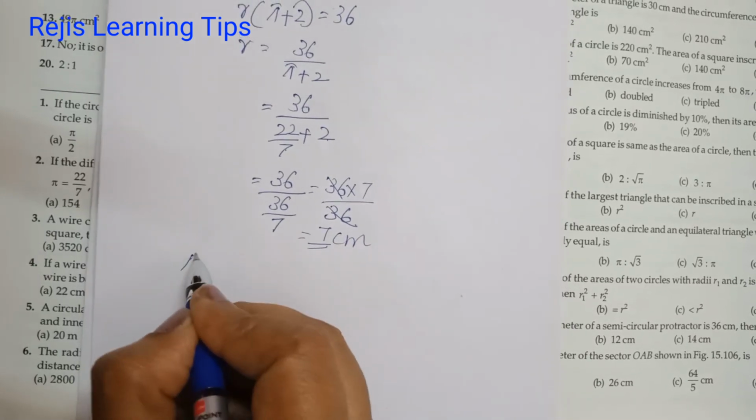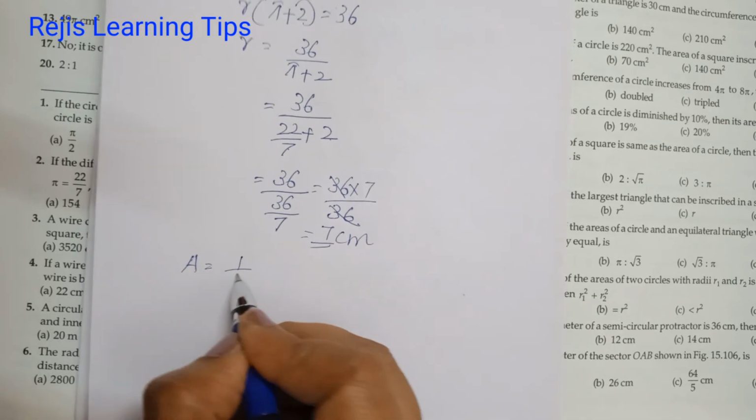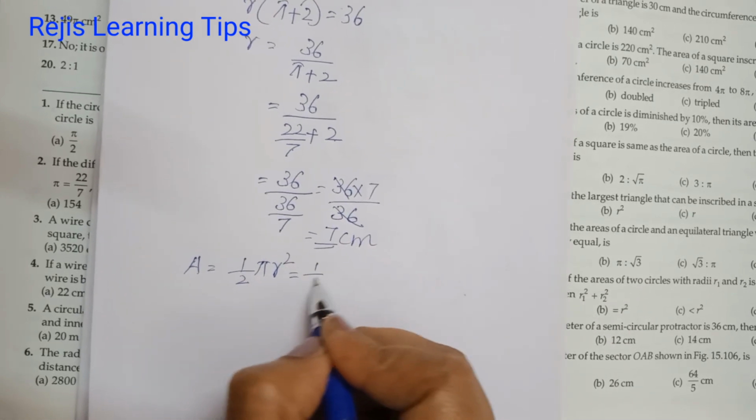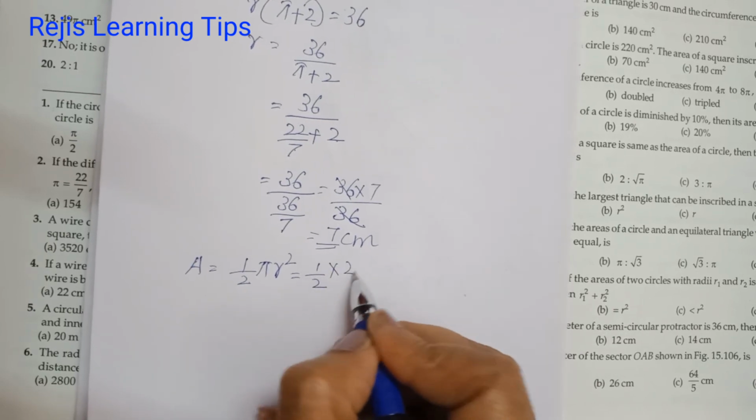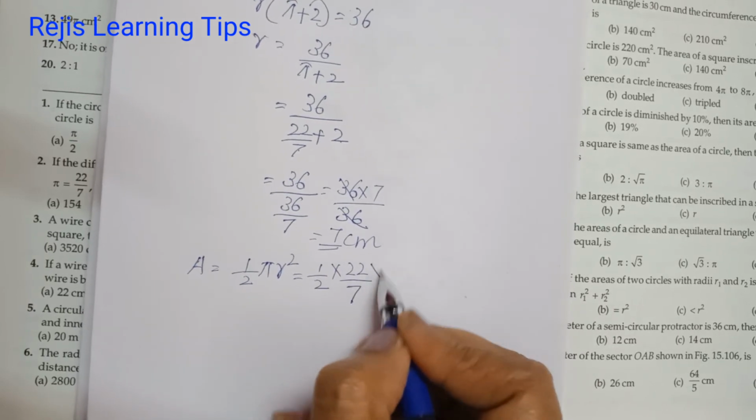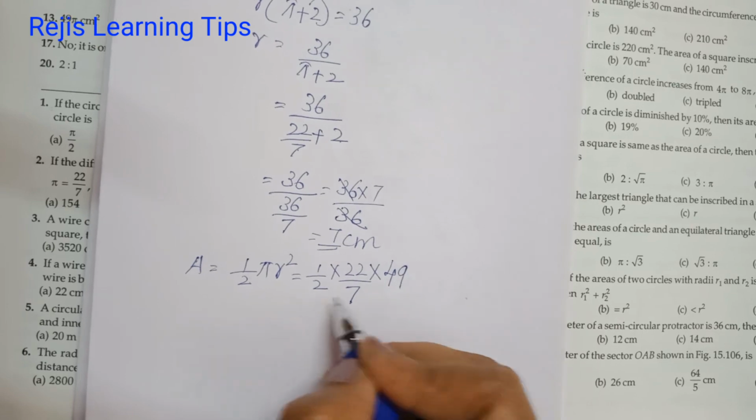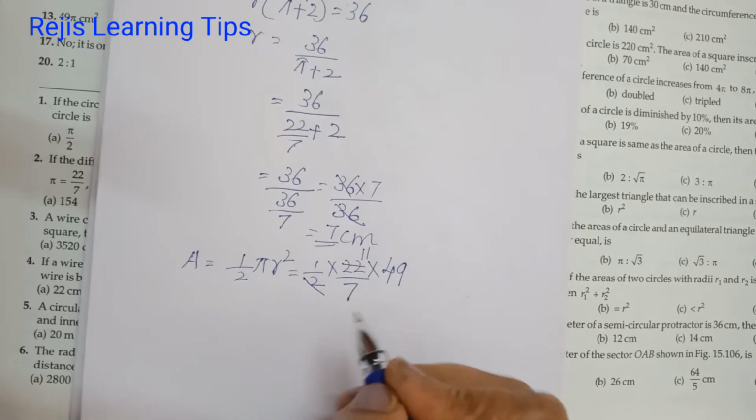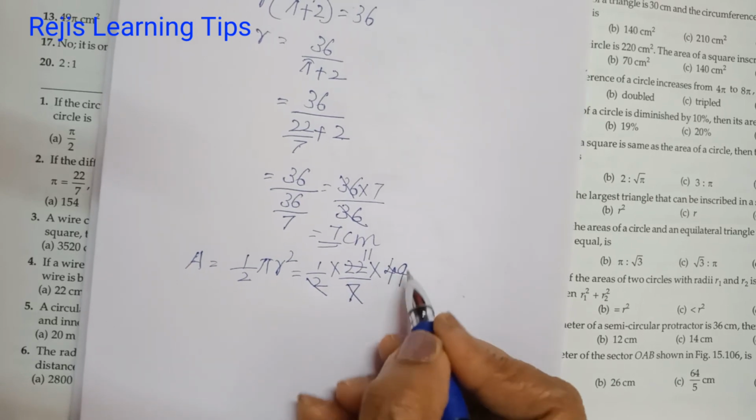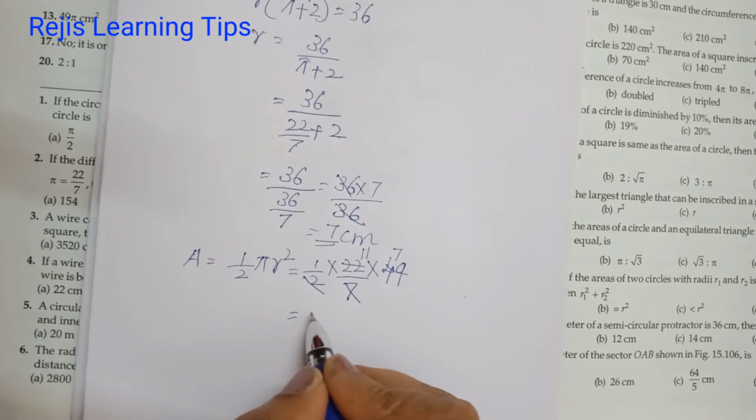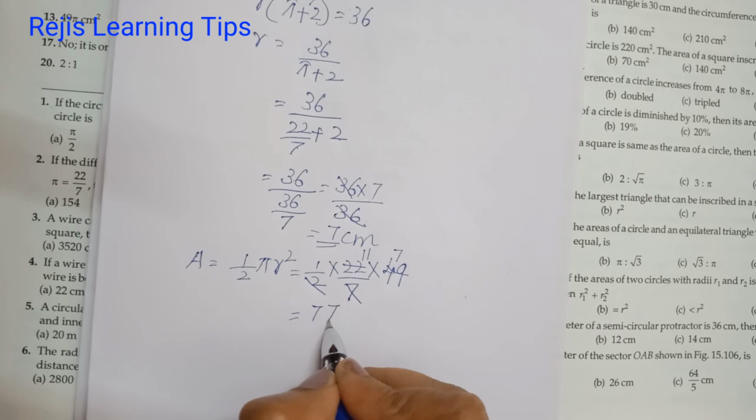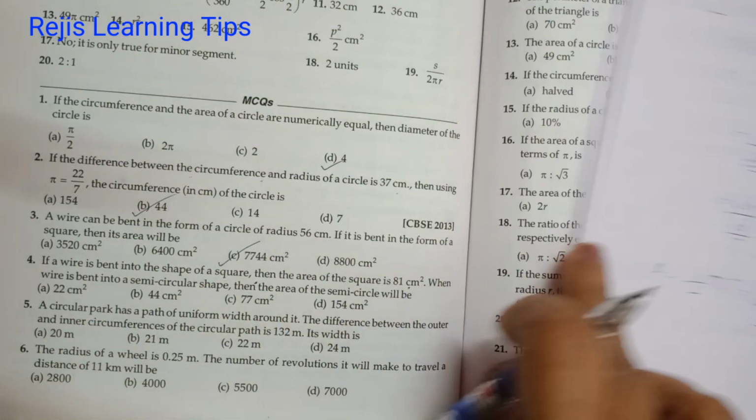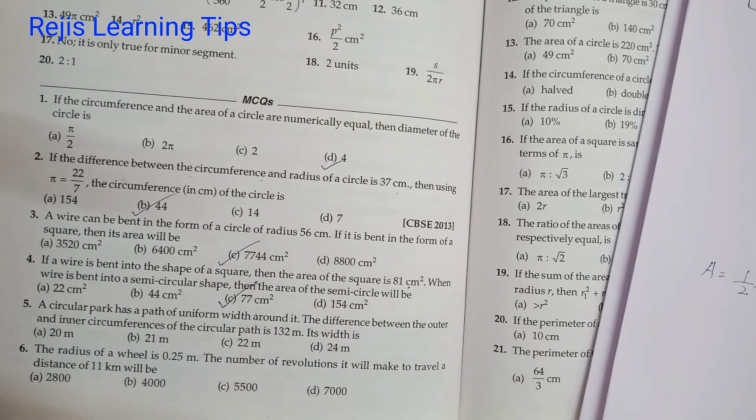Then area of the semicircle is equal to half into pi r square. That is equal to half into pi 22 by 7 into r square, that is 49. So we can cancel this 2 and 22. Then we will get 11. Then 7 and 49 7. Then 11 into 7 means that is 77 centimeter square. So our option C.